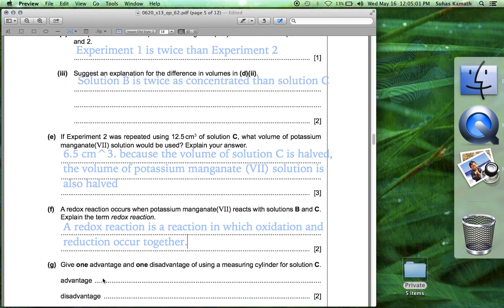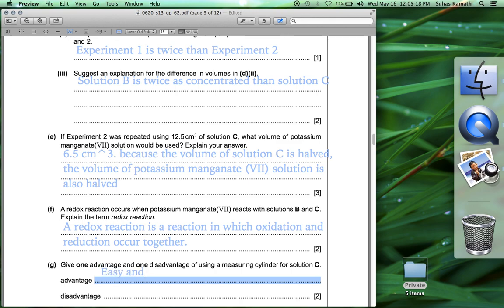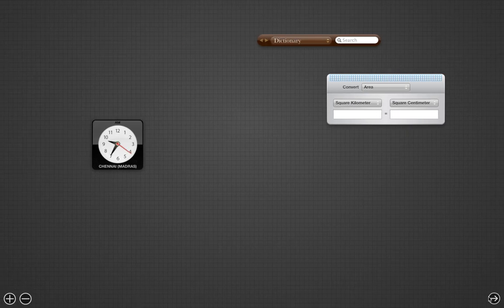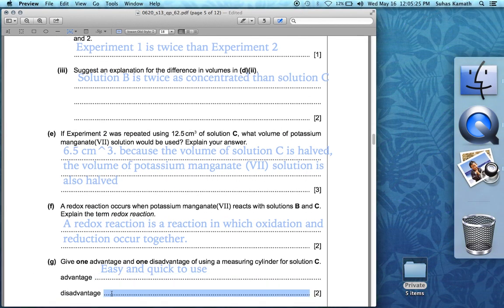Advantage. So whenever we look at the textbook, they say that the measuring cylinder is inaccurate, so why is it still used? Because the advantage is that it is easy and quick to use. The disadvantage is that it is not very accurate.